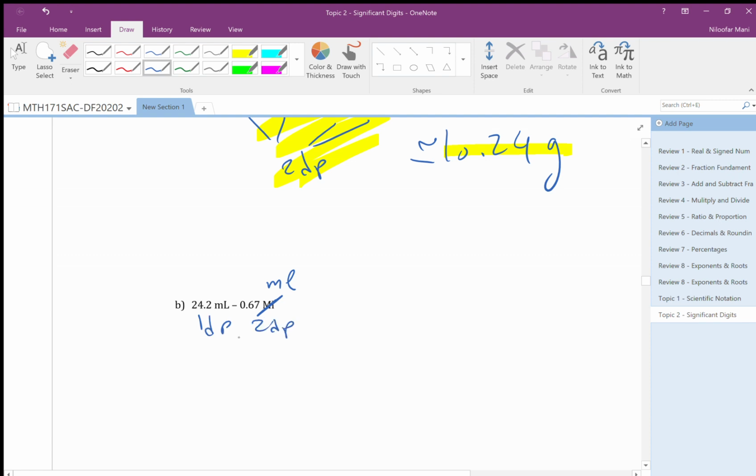two decimal place, I round to one decimal place. Remember, addition, subtraction, you round to the least decimal place, or you care for those zeros that I did in the question. Now find the answer. 23.53. I underline that, I check that. It is almost 23.5 milliliter. I have to add the unit. Okay? Addition, subtraction to the least decimal place.